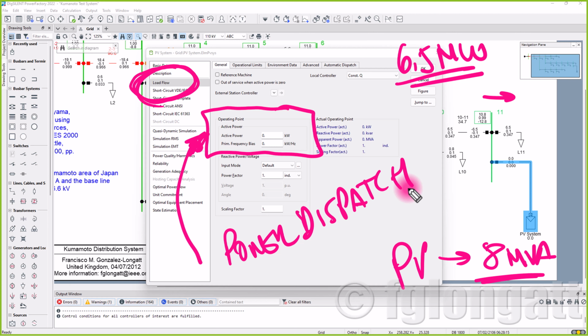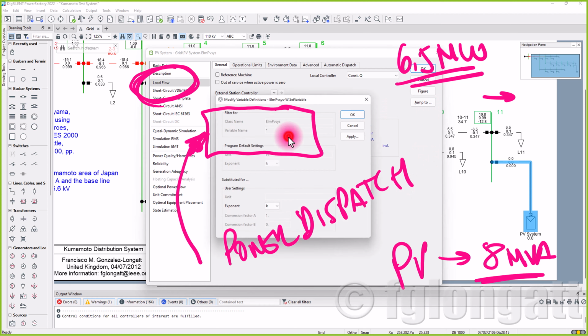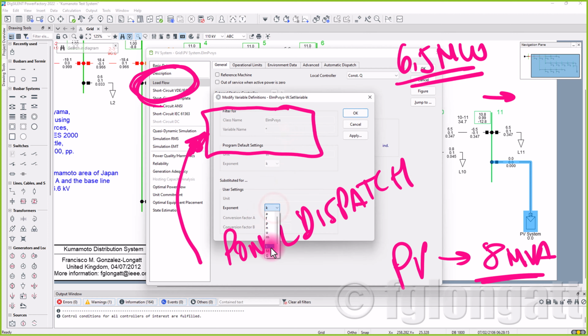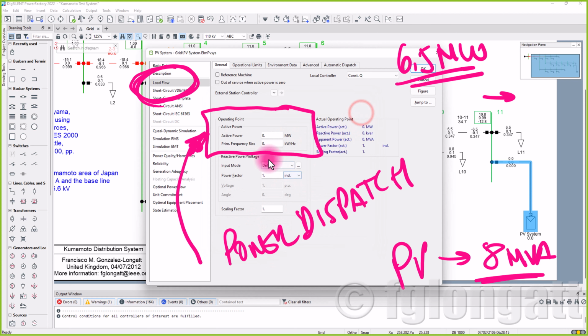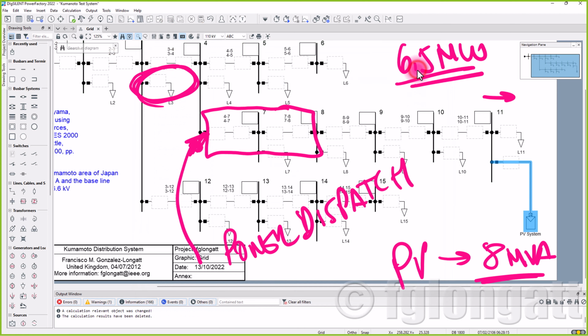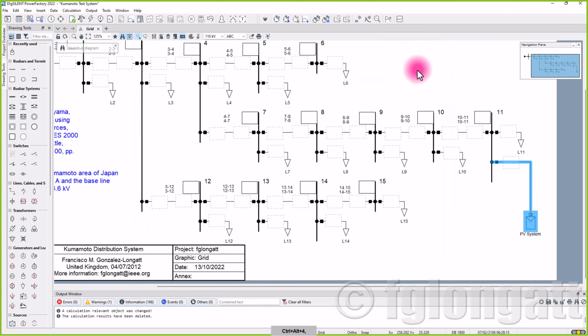And what I will do, my dear students, is now I will change the units to megawatts. Perfect. And I will say, you will produce 6 megawatts. Okay? Look over here, right now I'm saying this is producing 6.5. Let's say 6.5 megawatts.